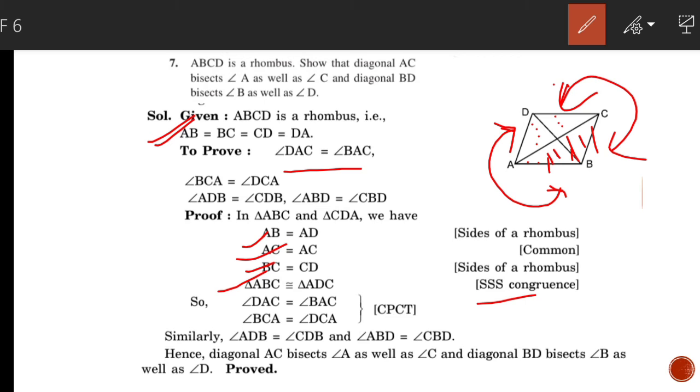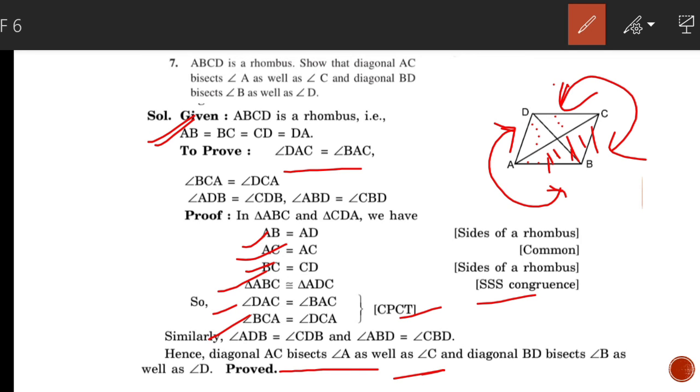Since the triangles are congruent, we can prove angle DAC is equal to angle BAC, that is angle 1 is equal to angle 2, and BCA is equal to angle DCA, that is angle 3 and angle 4 are equal by CPCT. So we prove that AC bisects angle A as well as angle C.